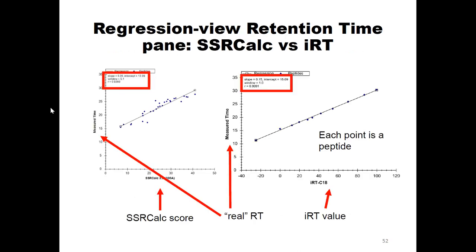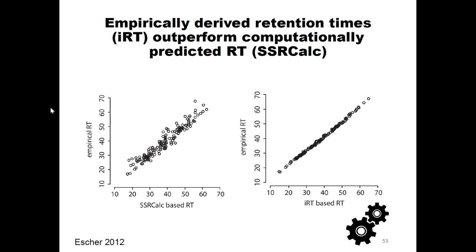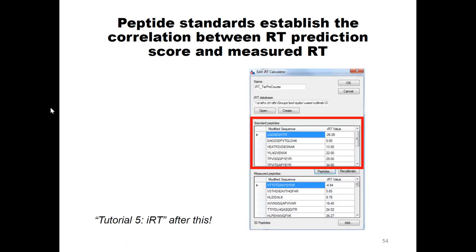You can get to this view and flip between the two. You can flip in Skyline between an SSR calc view versus an indexed retention time view. I think the biggest takeaway point I want you to get from this section is how much better indexed retention time is than SSR calc. The con is that you have to do extra work. You have to have these peptide standards for retention time, and you have to go through the labor of always measuring those same anchor points. With a little extra work, you get a lot more out of your data.